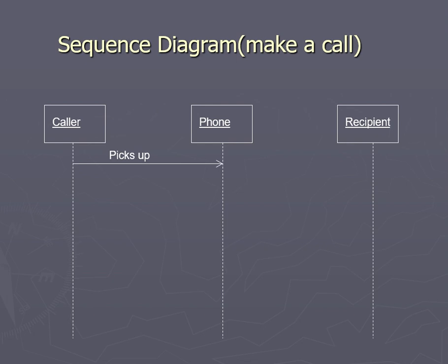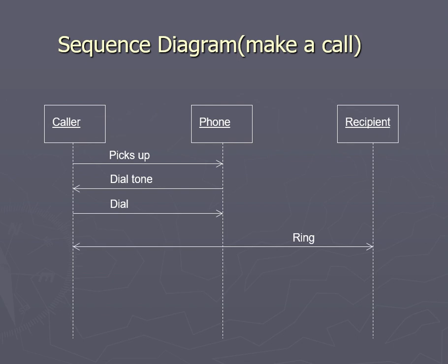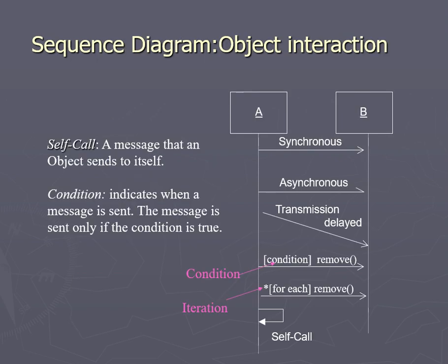The caller will pick up the phone and dial. Next the dial tone will come, and now he dials, and after the ring it goes to the receiver and a ring notification comes to the caller. Okay, and the receiver will pick up the phone. Now he says hello, and the hello voice will come to the caller.